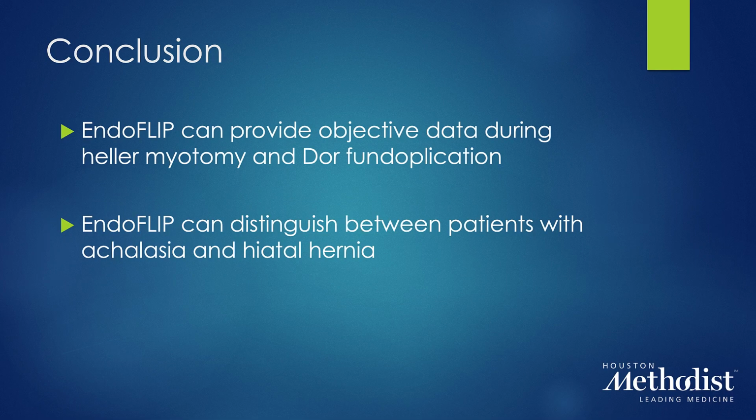EndoFLIP can provide objective data during Heller myotomy and Dor fundoplication, and it can distinguish patients with achalasia and hiatal hernia within a certain clinical framework. Occasionally, I have had patients without dysphagia with high DeMeester score with an initial DI less than 1.3. Thus, a patient's symptoms should be used to guide therapy. I have yet to see a patient with achalasia diagnosis with DI greater than 1.3.